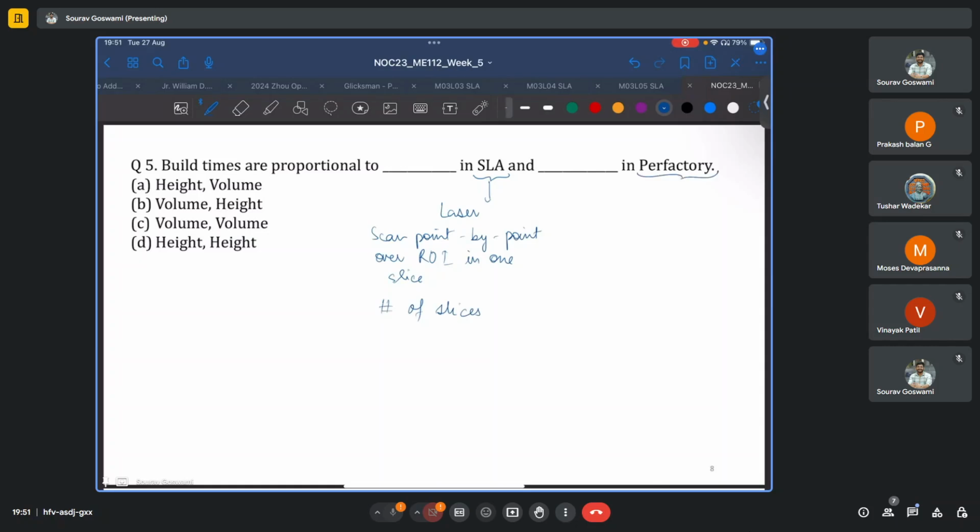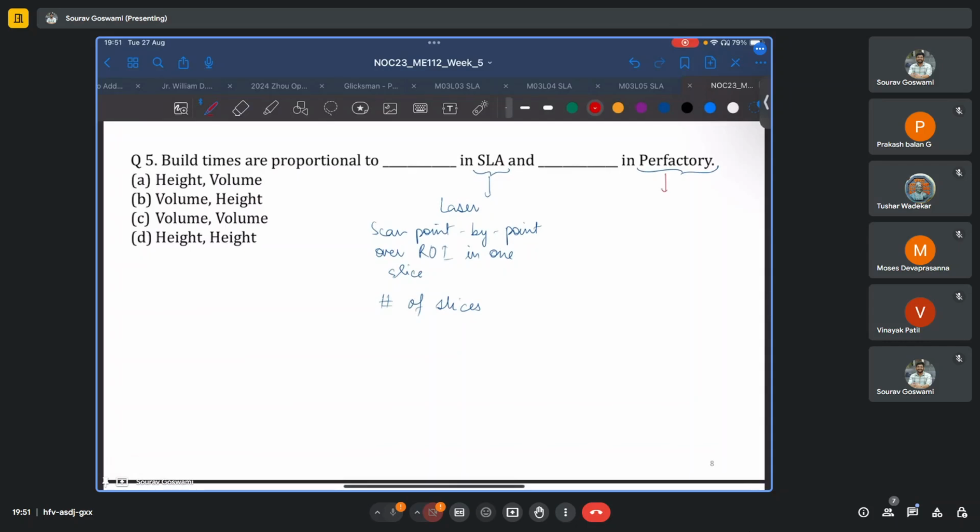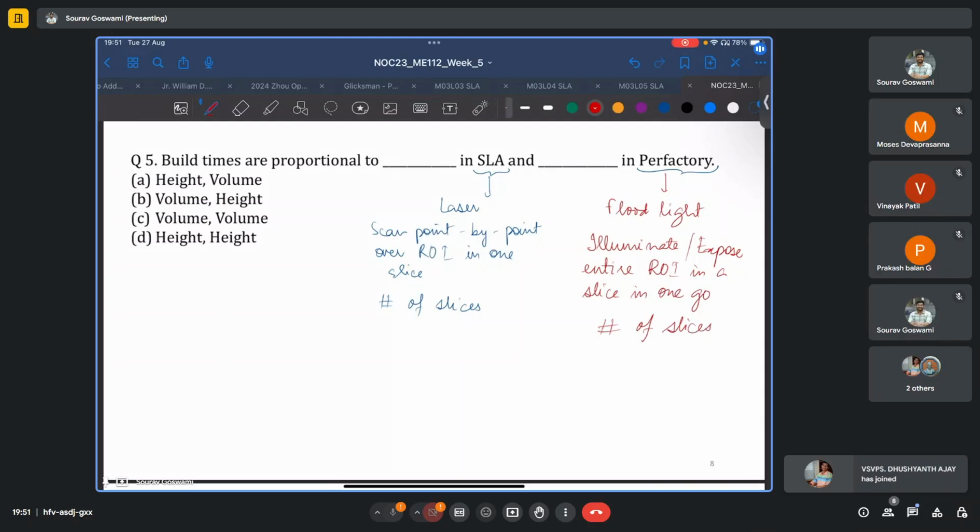Whereas in the case of Perfactory, we saw how it uses a floodlight. We illuminate or expose the entire region of interest in a slice in one go, and number of slices, of course, play a part. Now, because of the nature in which they are exposing the slices in SLA, for each slice, the area matters and the total number of slices matter as well.